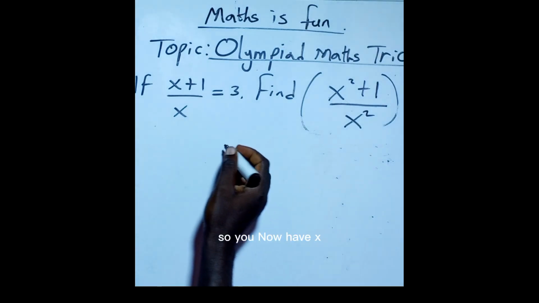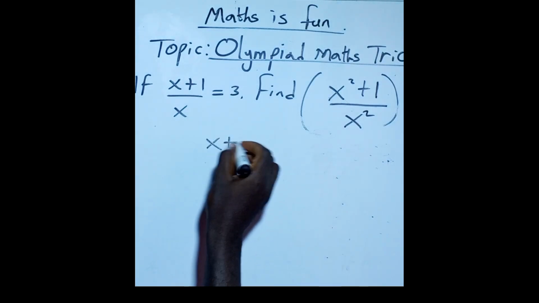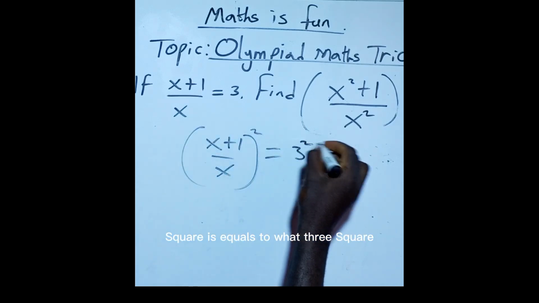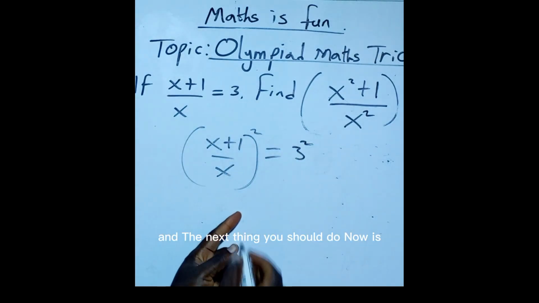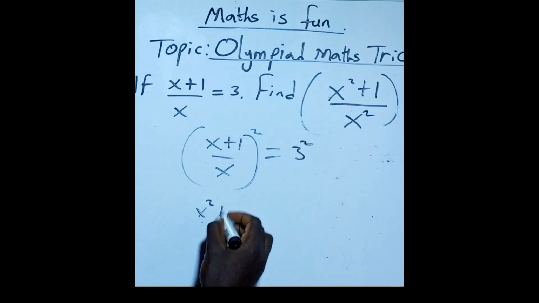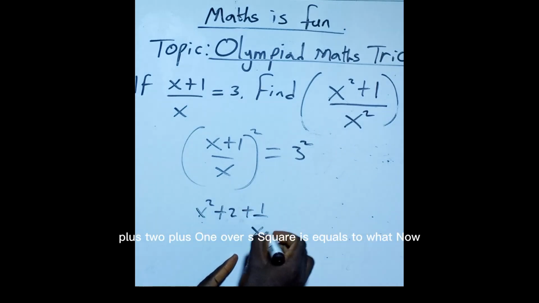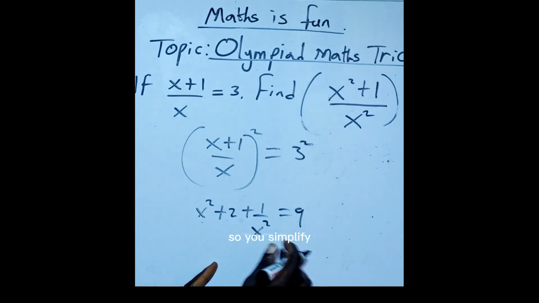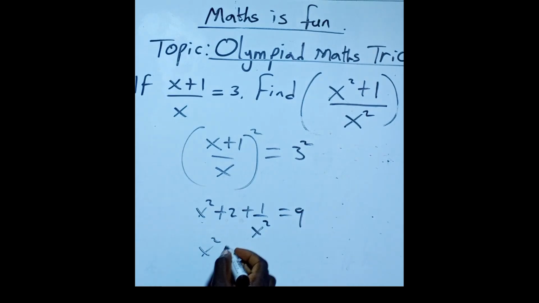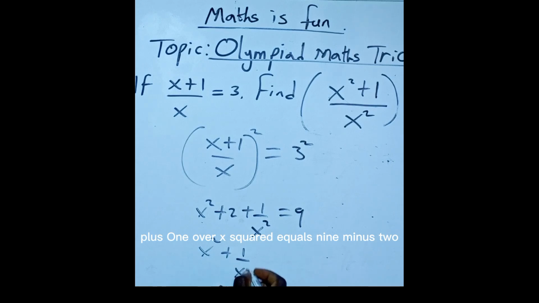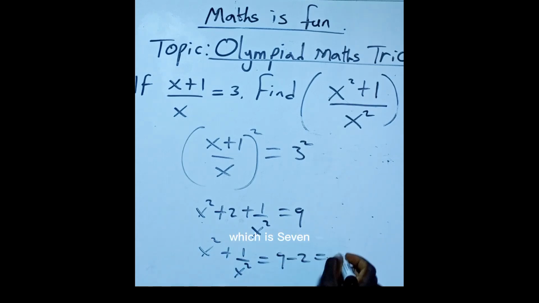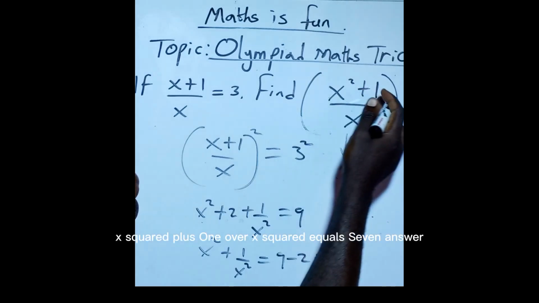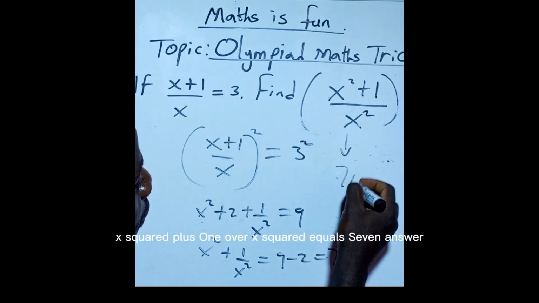You're done. So you now have x plus 1 over x squared equals what? 3 squared. And the next thing you should do now is x squared plus 2 plus 1 over x squared equals what? 9. So you simplify. So you now have x squared plus 1 over x squared equals 9 minus 2, which is what? 7. So therefore, x squared plus 1 over x squared is equal to what? 7. Answer.